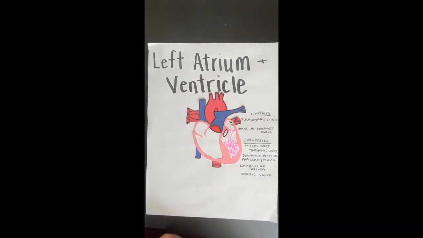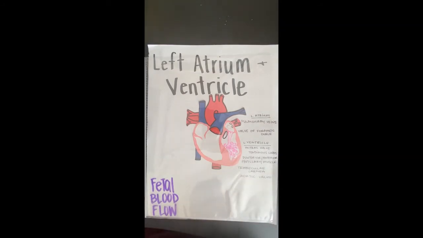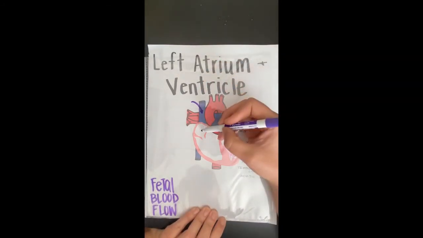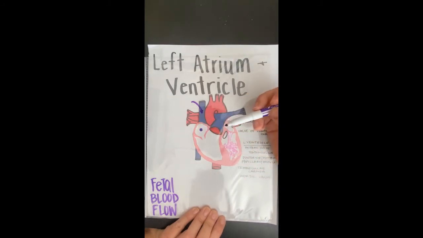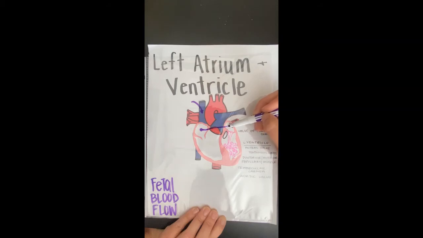Fetal blood flow differs due to the development of the liver and the lungs. Oxygenated maternal blood comes in via the vena cava into the right atrium. From here, the majority of the blood is shunted directly to the left atrium via the foramen ovale.